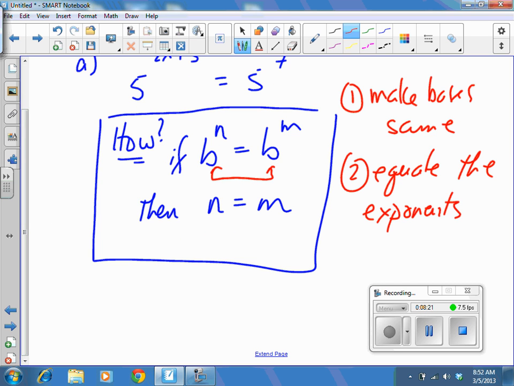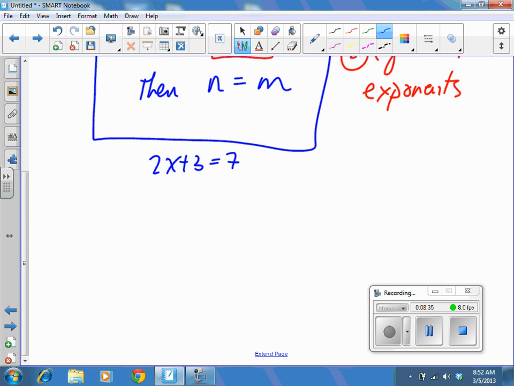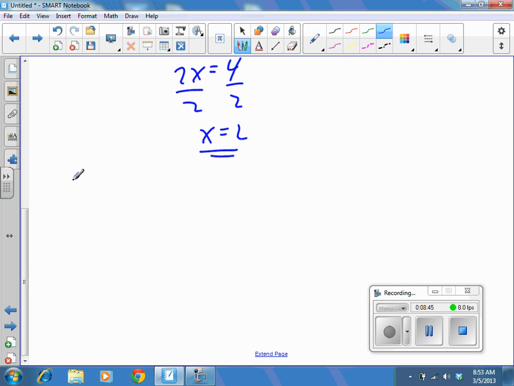So let's try it. When the bases are the same, 5, 5, you can equate the exponents. So what do you get? 2x plus 3 has to equal 7. Now what do you do? You solve for x. Subtract 3 from both sides and divide both sides by 2. X is equal to 2. Answer. All right, let's roll along with this.